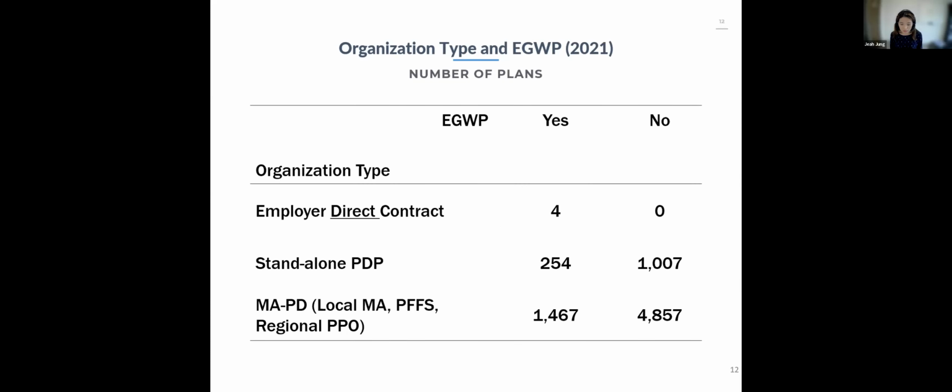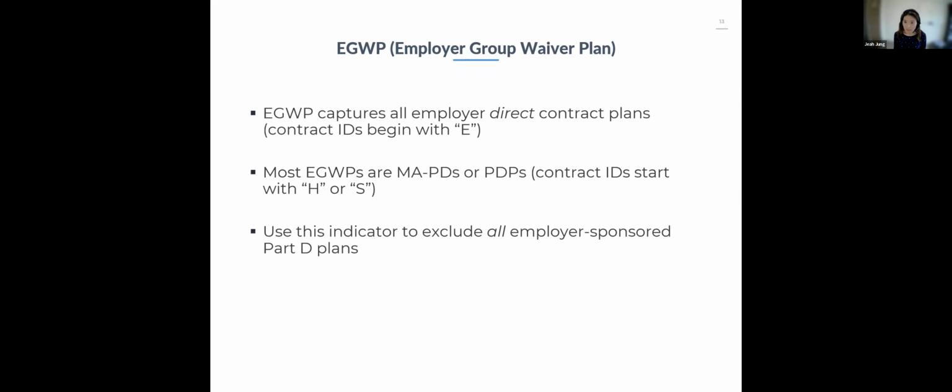Let's suppose the University of Minnesota decides to provide Part D plan coverage to their older employees or retirees. One way they could do this is to enter a contract with CMS directly. That's a direct contract: I'm an employer, and to provide Part D coverage for my employees, I enter a contract with CMS. Then they get assigned a contract number starting with E000.